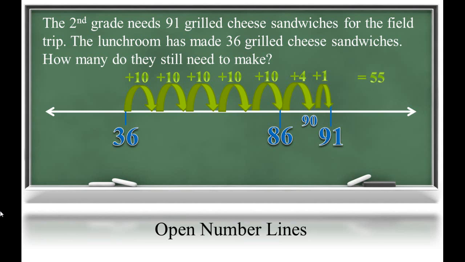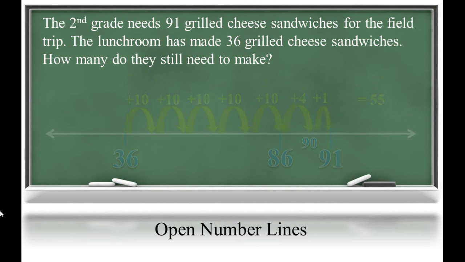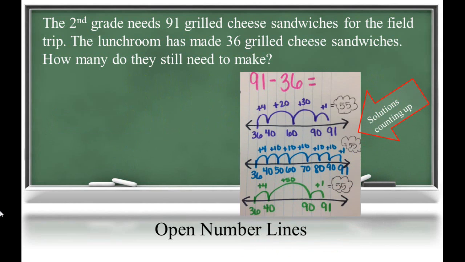This was just one correct method of using an open number line to count up to a value. There are many ways for students to show their thinking on an open number line. Take a look at each of these open number lines where a student counts up from 36 to 91. Notice that each number line illustrates a different way a student might mentally solve this problem counting up.